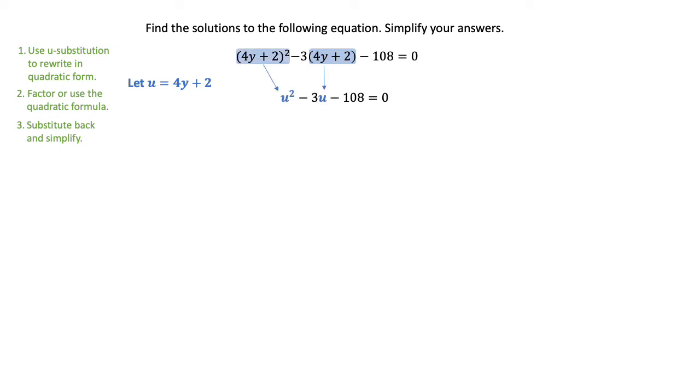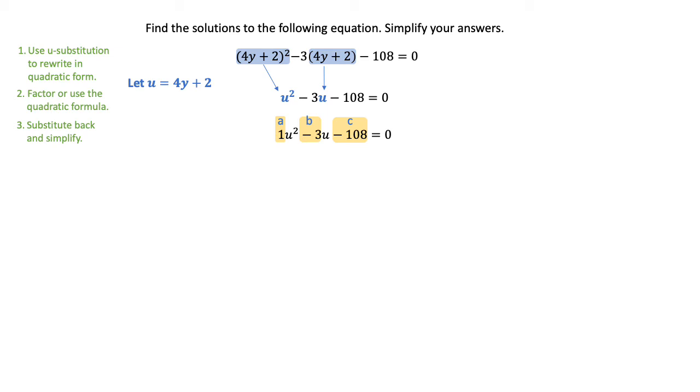So we can rewrite the original given expression as U squared minus 3U minus 108 equals 0. Remember that U is a placeholder, and right now it's holding the place of 4y plus 2, the expression 4y plus 2. Now let's use the quadratic formula to factor. You could factor this, but we can also use the quadratic formula to identify the two U values, so we're going to do that.